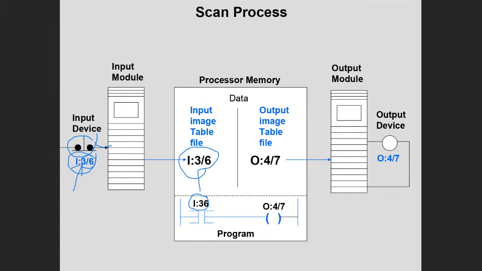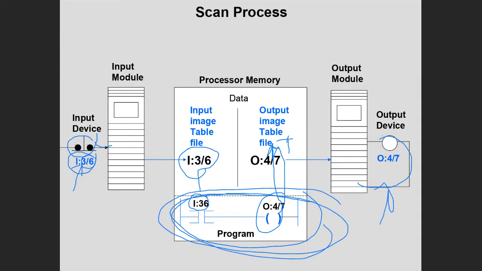If this rung is true, then it's going to update the output image table with a 1. If this rung is false, it's going to update the output image table with a 0. And then when it comes around in that scan, whatever screw terminal this is mapped to, if this is true, it's going to turn this device on. If this is false, it's going to turn that device off. So you have full control over whether this thing over here is on or off by the logic you write down here and the combination of inputs and outputs that's done over here.